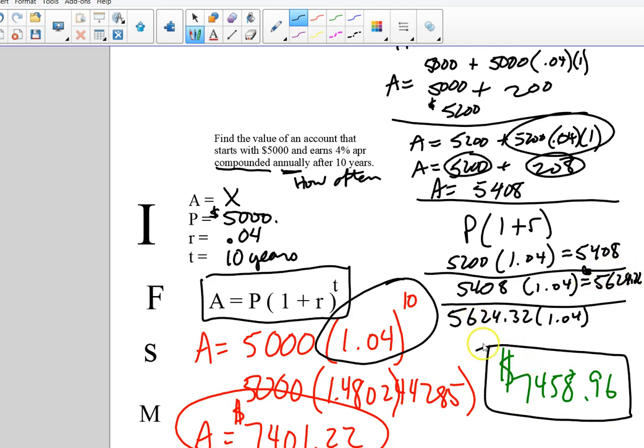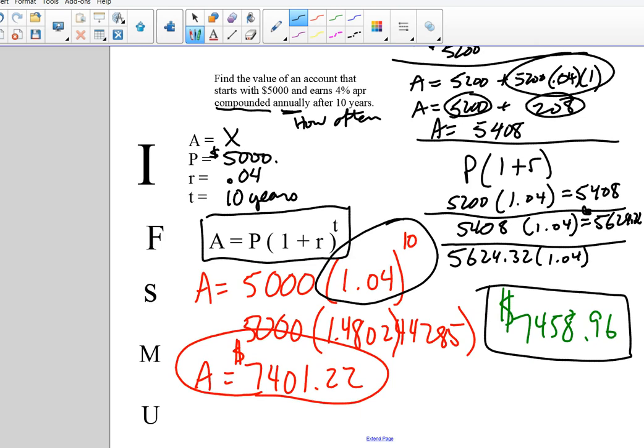What's this thing over here? Well, I'll talk about that in a second. So down here in the red would give me 7401.22. And so if I just did simple interest, principal and interest, it was not going to give me that much. It was going to give me 5,000 times 0.04 times 10 years would give me 2,000. So it would only give me $7,000. But if I compound it annually every year, so I'm earning interest on the interest, I get 7401.